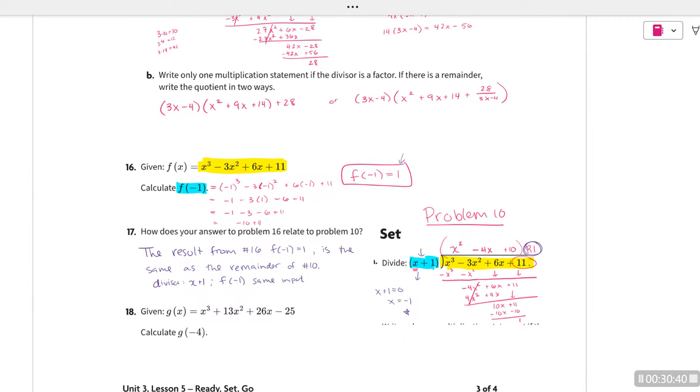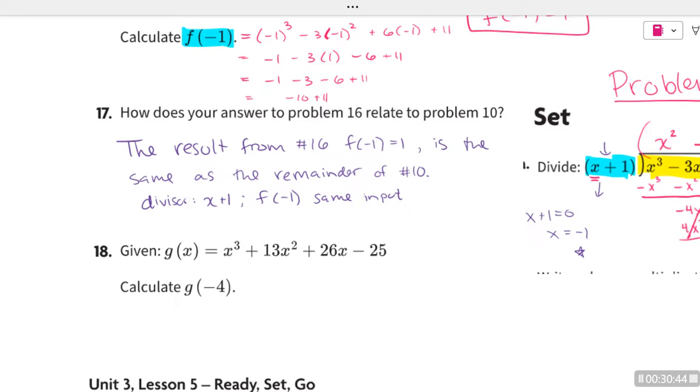Okay. Let's go down to problem 18. 18 wants us to calculate g of negative 4. So negative 4 cubed plus 13 times negative 4 squared plus 26 times negative 4 minus 25. So negative 4 cubed, let's do that first. Since we're cubing it, it's going to stay negative. 4 times 4 is 16, and 16 times 4 is negative 64, plus 13.